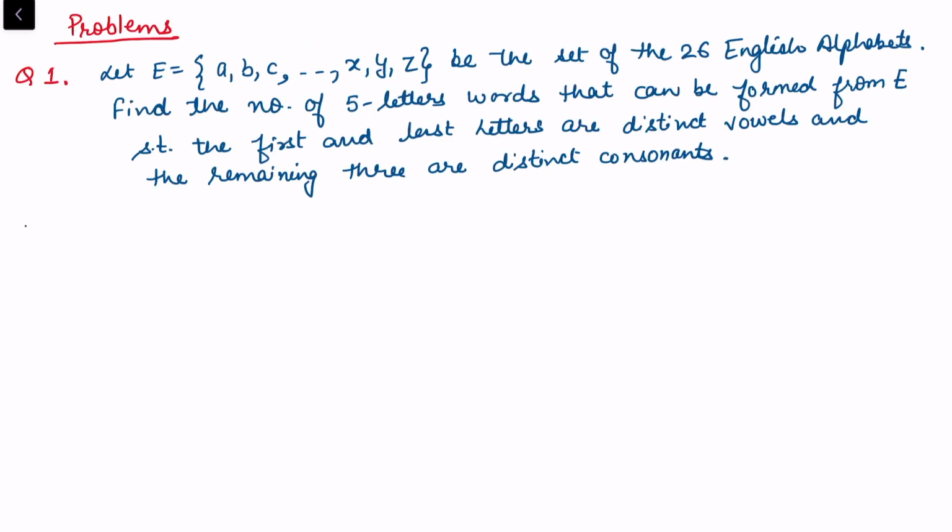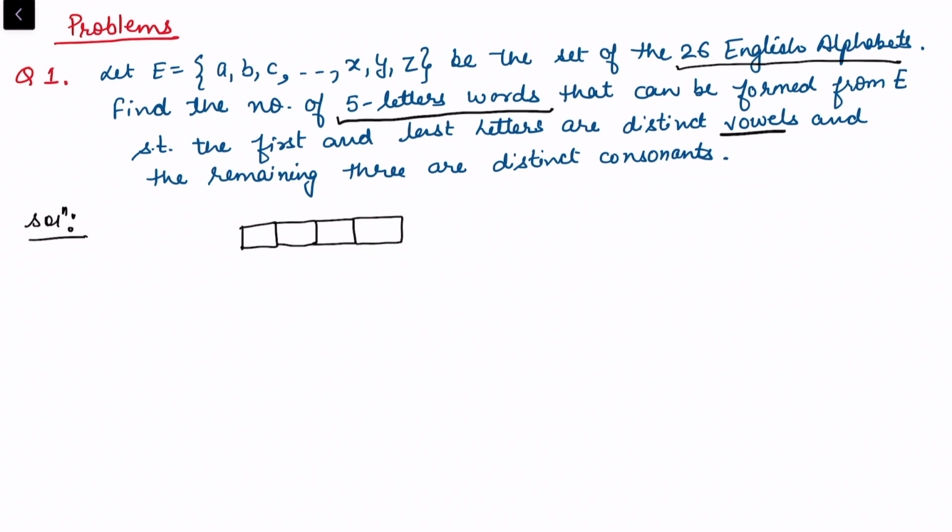Now let's take an example to understand permutation. In this question, let E equal A, B, C up to X, Y, Z be the set of 26 English alphabets. Find the number of 5-letter words that can be formed from the set E such that the first and last letters are distinct vowels and the remaining 3 letters are distinct consonants. So we need to construct a word of 5 letters. Let me create 5 boxes, and there you need to create the word.